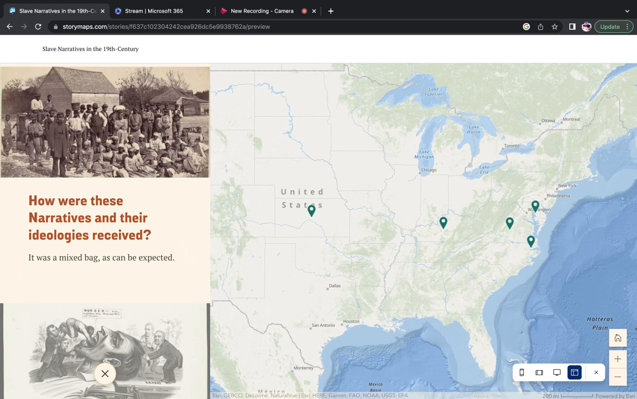So, how were these narratives and their ideologies received? It depended. In some instances, narratives were very supported. For example, Frederick Douglass was supported by abolitionists, and many of the narratives that we have looked at thus far, and many more, were also supported by abolitionists in their creation. This was done in order to promote their cause and to gain sympathy from those who were either on the fence about slavery or who were pro-slavery.